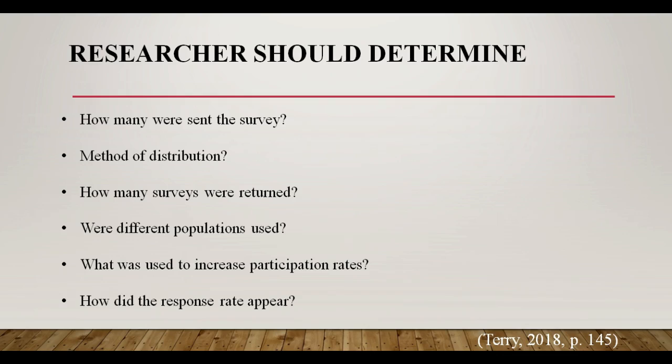As part of follow-up to administration, the researcher should examine the response rate and determine what led to variances in response rates. The researcher should review these 7 questions. How many people were sent the survey? Was a different distribution method used than the norm? Examples would be, was the survey given in person or web-based? How many surveys were returned and how many were not completed?